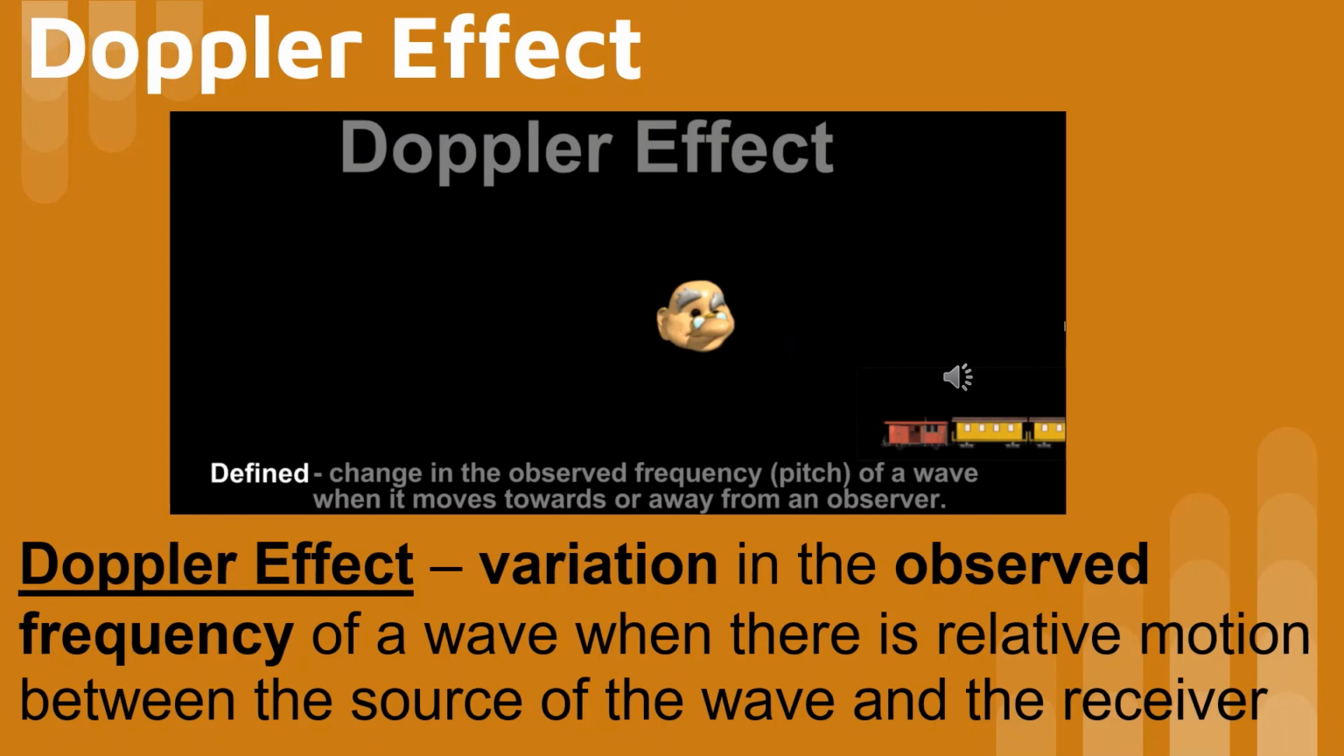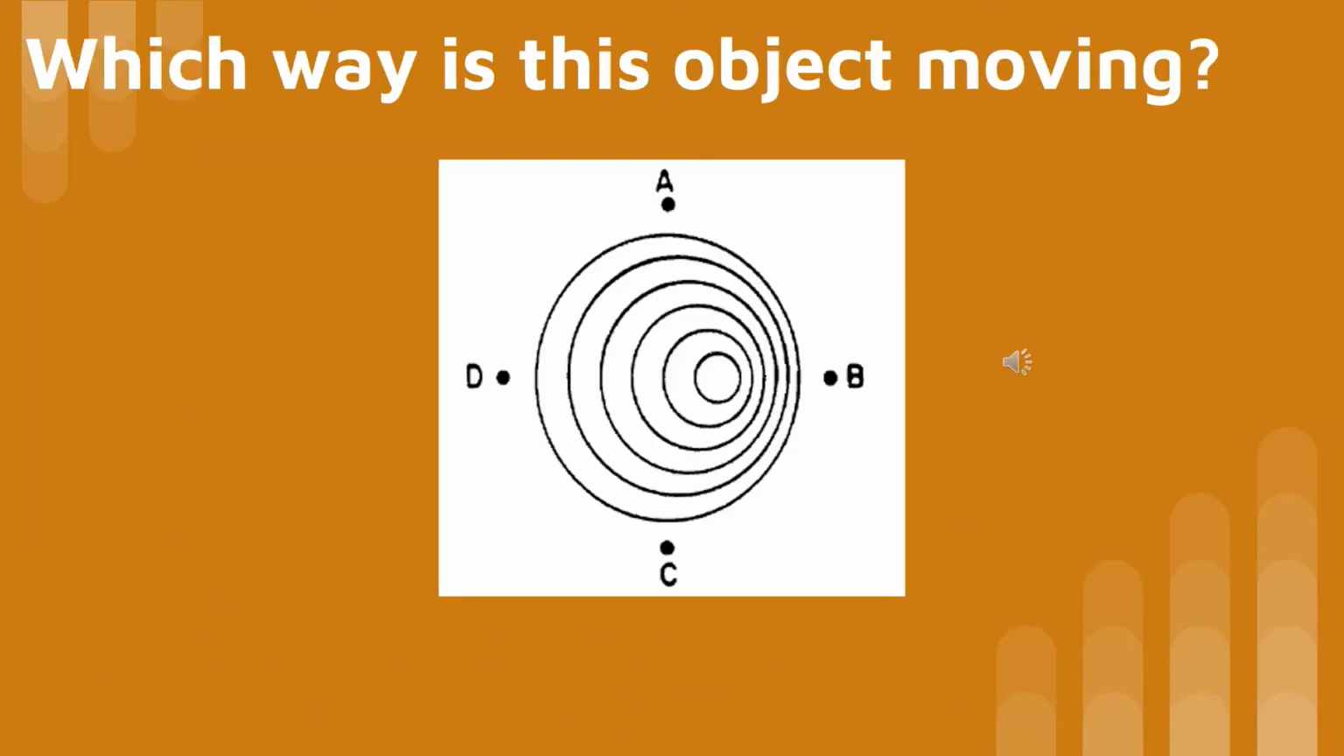The Doppler effect is the variation in the observed frequency of a wave when there is relative motion between the source of a wave and the receiver. A, B, C, or D, which way is the source of this object moving? The answer is B.